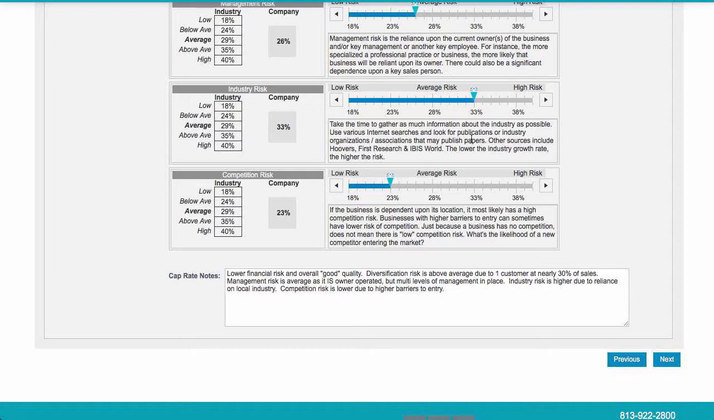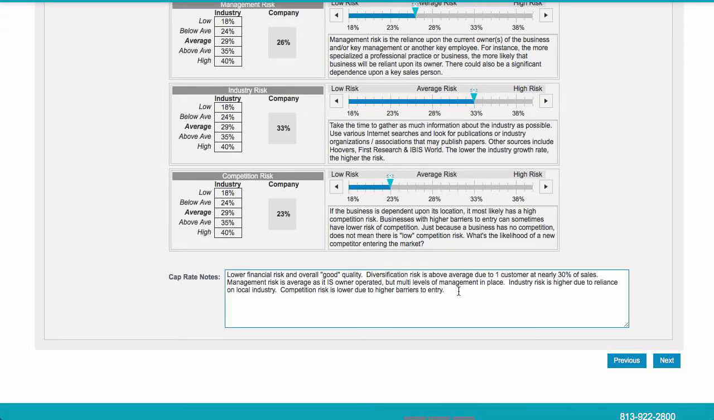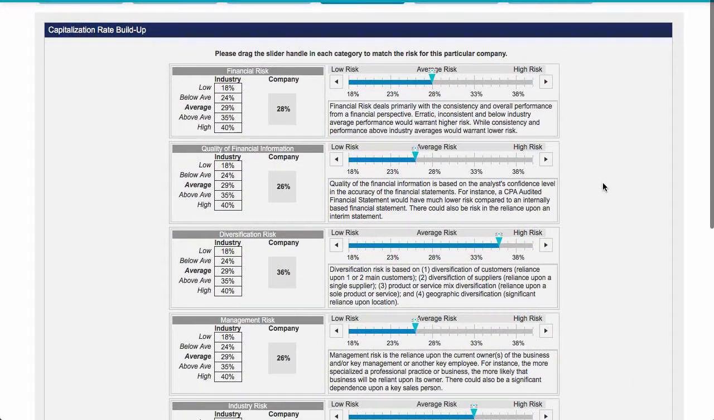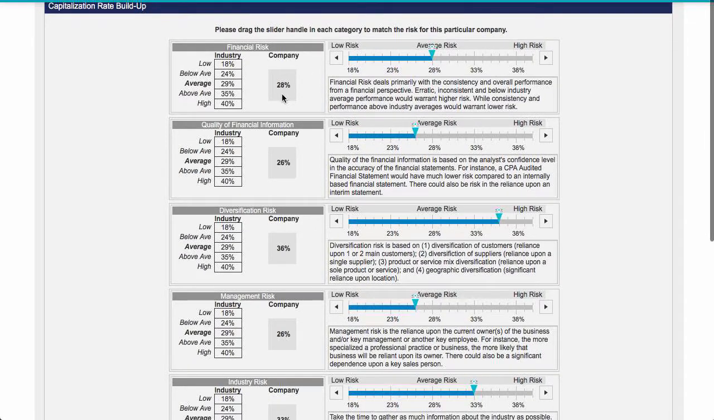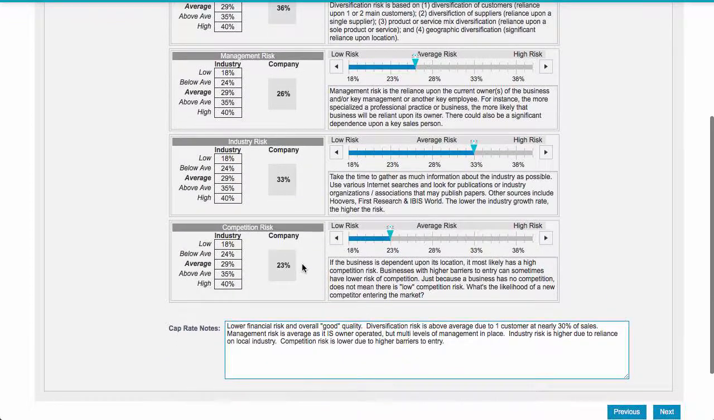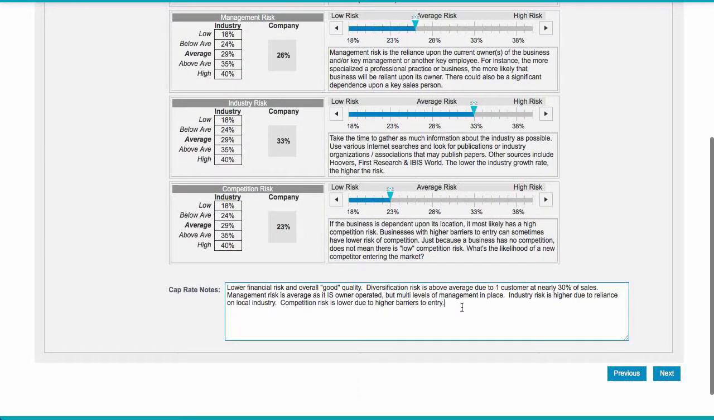I would think that would be lower risk than having no competition at all, but in an area that's ripe for new competition. So definitely look at your competition both ways. Again, at the very bottom here, we've added our notes for our cap rate. Once you develop your cap rate, you're not going to see the final cap rate here, but it's going to take an average of all the cap rates for each risk factor. And then it'll calculate that into a total cap rate.